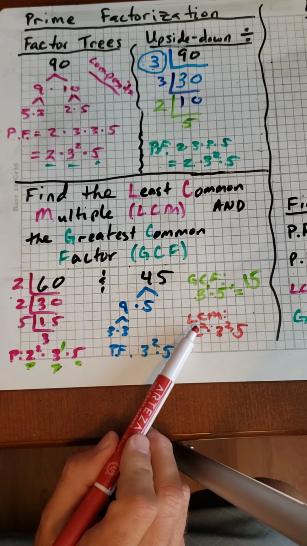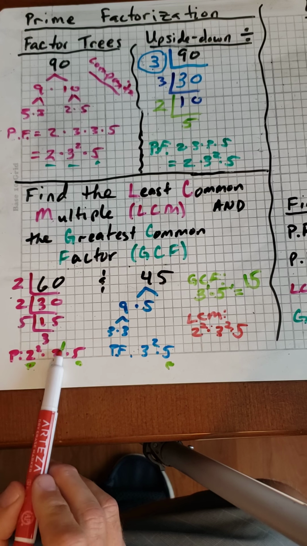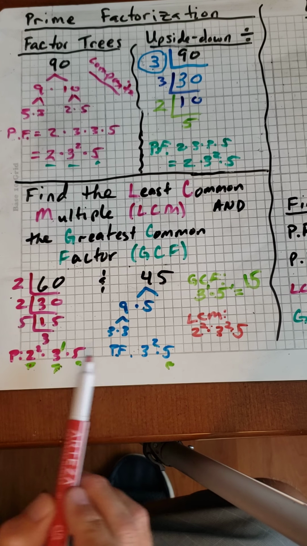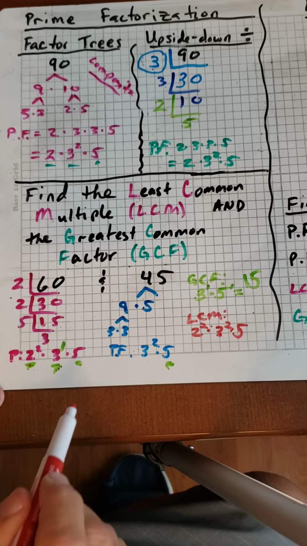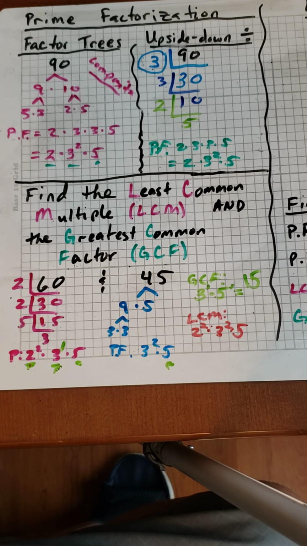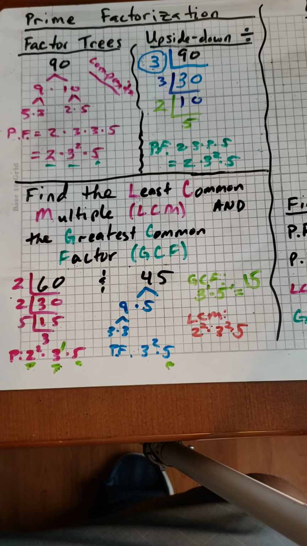For the LCM, which are the big numbers, I use the bigger of the 2 exponents between my 3's, not the smaller one. So there we go. Now for the LCM, if you got a number like this and you're on a test and in a time crunch and you want to leave it just like that, that's fine. You can leave it as 2 times 3 times 2 squared times 3 squared times 5 if you want, all right?